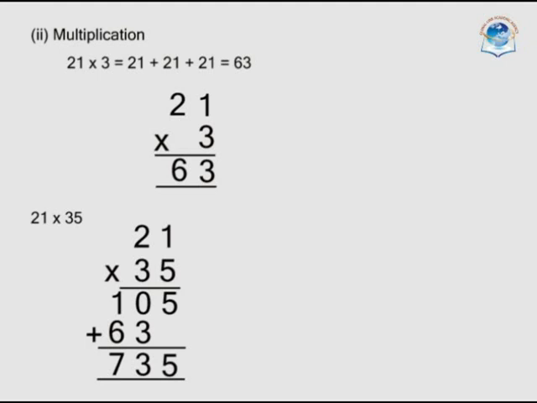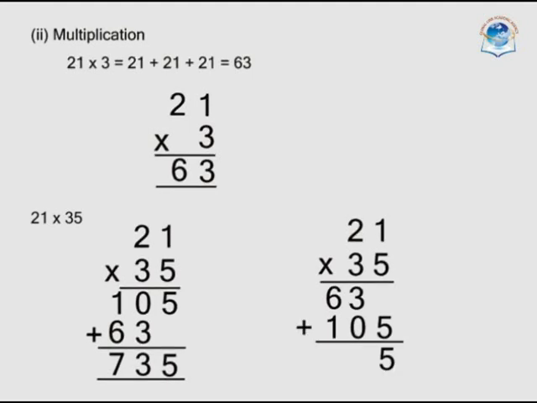We could also have started multiplying by 3. 21 times 35, so we have 1 times 3 is equal to 3. We write it here. Then 2 times 3 is 6 here. 1 times 5 is 5, we write it here. And lastly, 2 times 5 is 10 there. We add and the same answer. Notice that 21 times 35 is the same as 35 times 21.